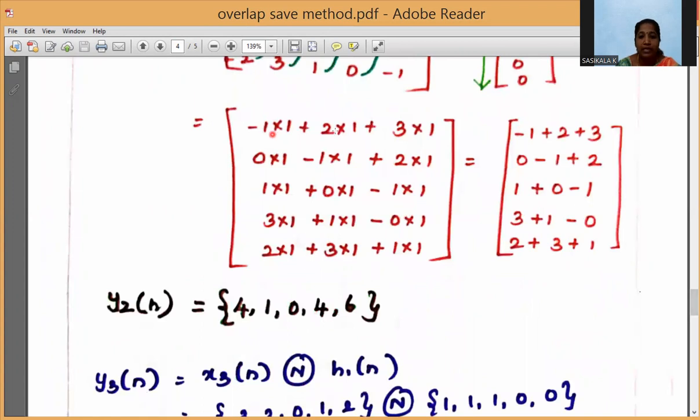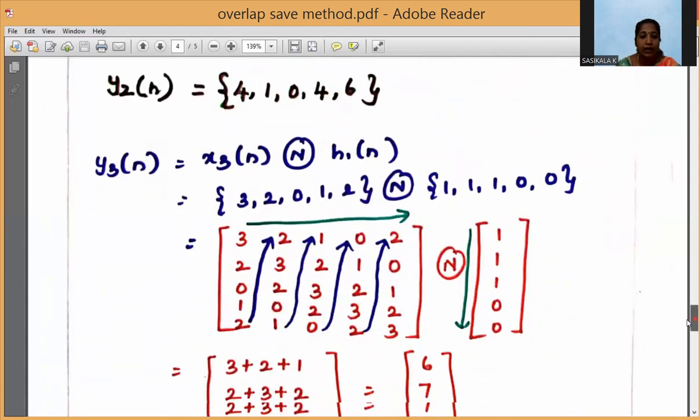So we have got minus 1 plus 2 plus 3, 0 minus 1 plus 2, 1 plus 0 minus 1, 3 plus 1 plus 0, 2 plus 3 plus 1. So I have got 4, 1, 0, 4, 6. So I have got y2 of n.